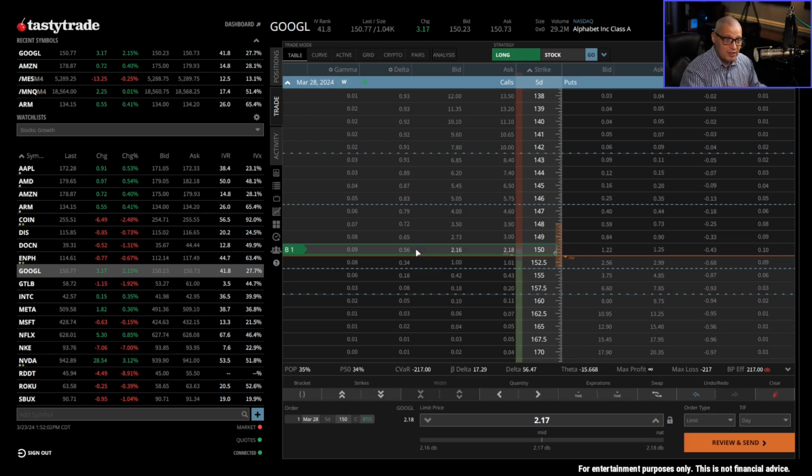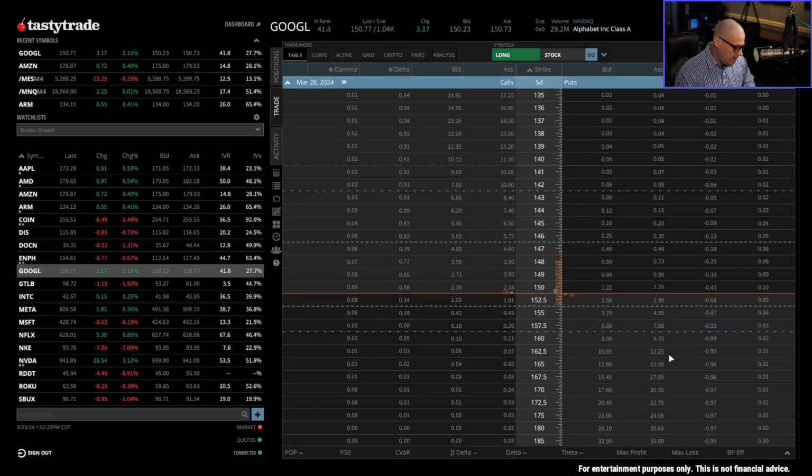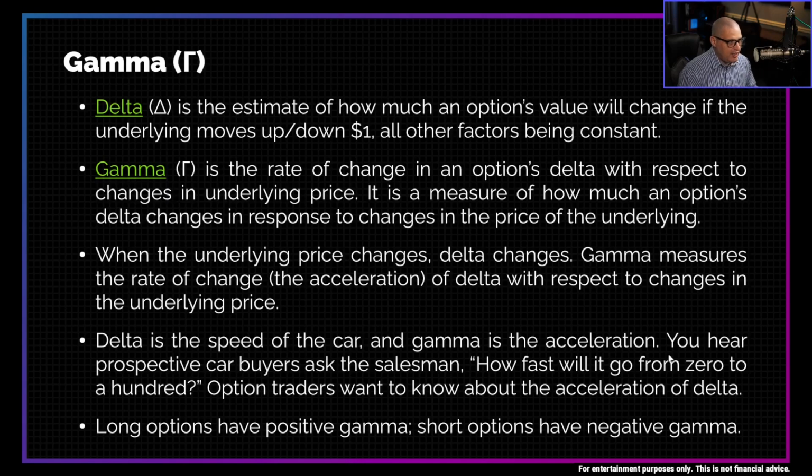That also is a drastic change in my win rate because it's a big difference between winning 56% of the time and winning 64% of the time. That's a huge change. So that's just a very quick look at delta and gamma on the options chain. If I go back to the slide here, when the underlying price changes, delta changes.